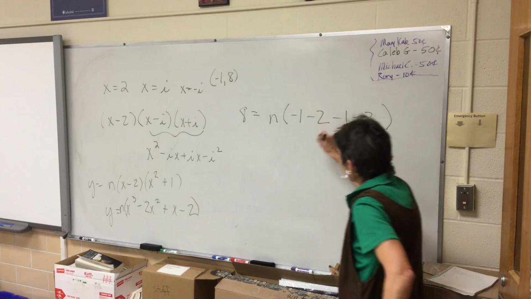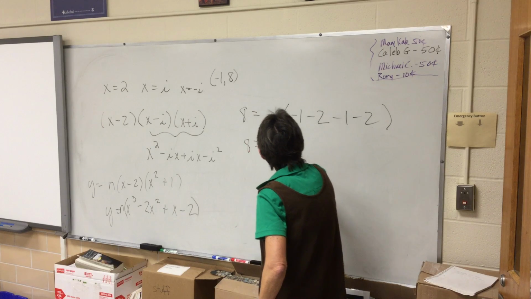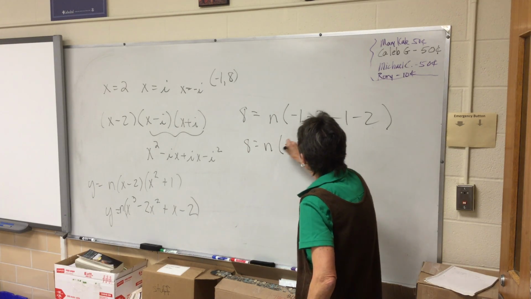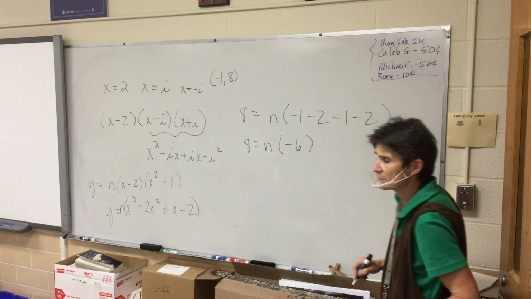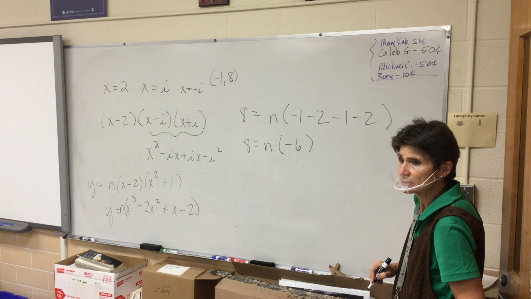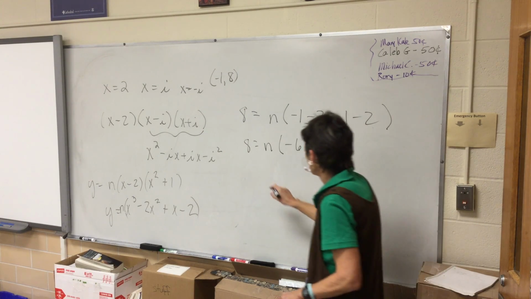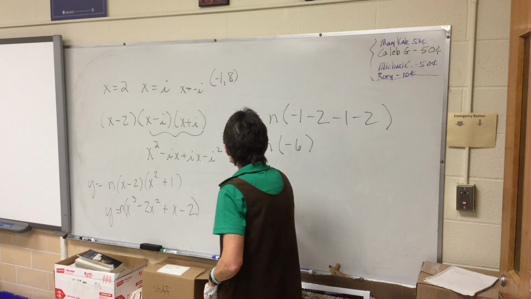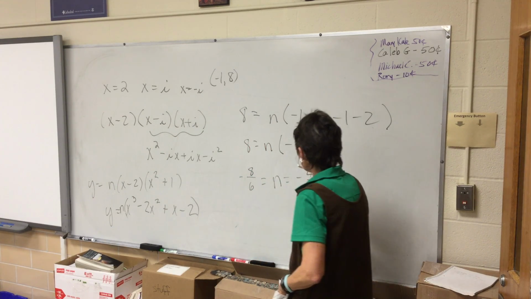Now, simplify all that. So 8 equals n times -6. So n equals -8/6, or -4/3.